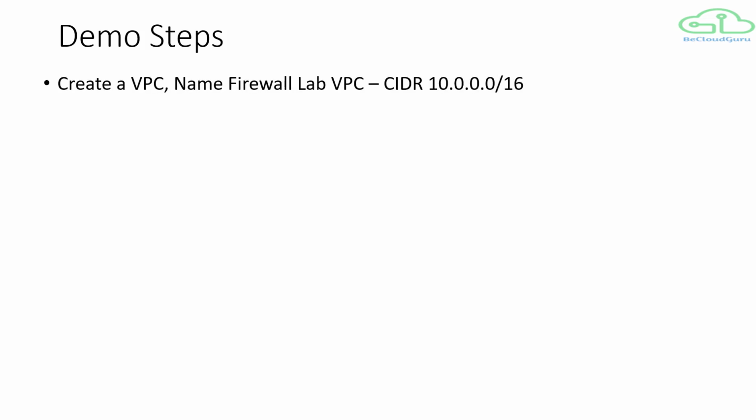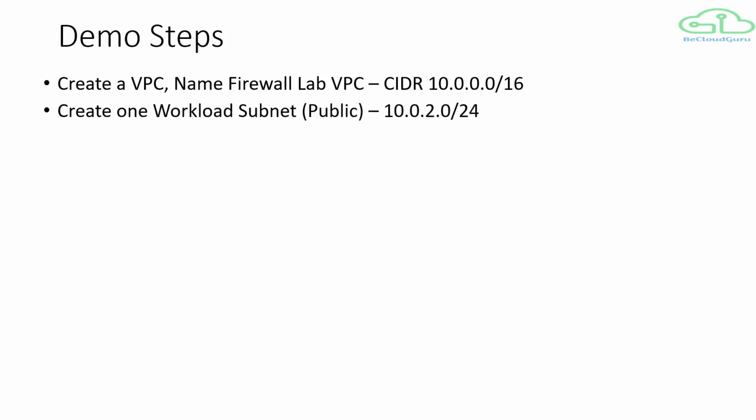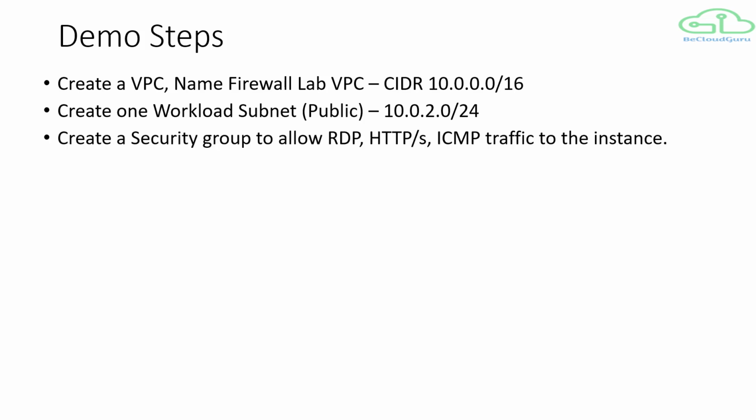Guys, before we move to the management console, let's follow through the steps which we're going to perform in our demo so that you can follow along. We'll create a VPC with 10.0.0.0/16 as the CIDR with the name firewall lab. We'll create a workload subnet which would be a publicly accessible subnet because it's going to contain our web server, which is going to be an EC2 instance. Then we'll create a security group to allow RDP, HTTP, HTTPS, and ICMP traffic. We'll create and attach an internet gateway to our VPC for the traffic to go to the internet and to come from the internet.